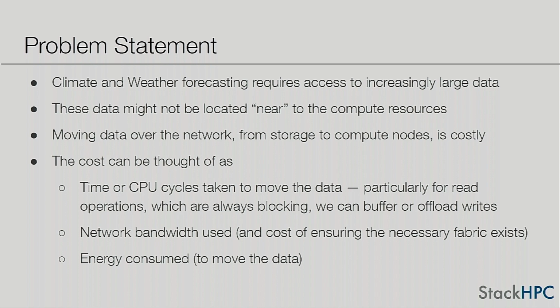So getting that data from the storage system to the compute nodes is pretty expensive. And there are various ways of thinking about that expense. You might think of it in terms of the CPU cycles that get burnt moving it, or the time taken waiting for it to arrive, or perhaps the network bandwidth that's consumed, or perhaps the fact that you need to over-provision the network for these large flows that need to arrive, but also the energy that you consume to move the data to the compute nodes.